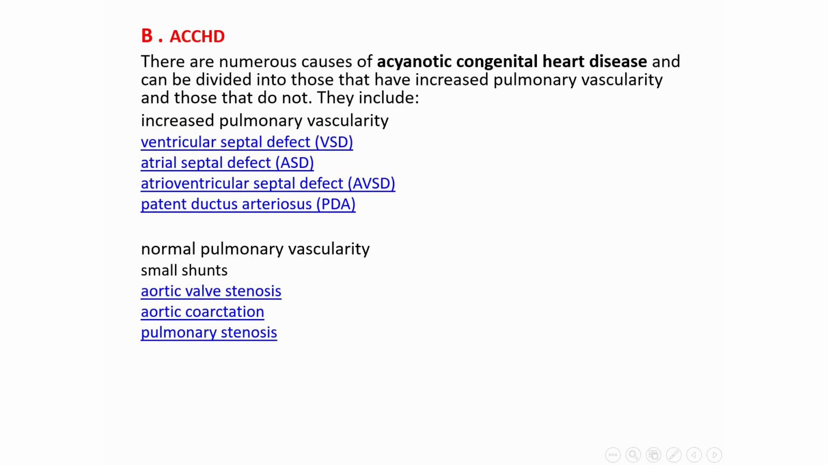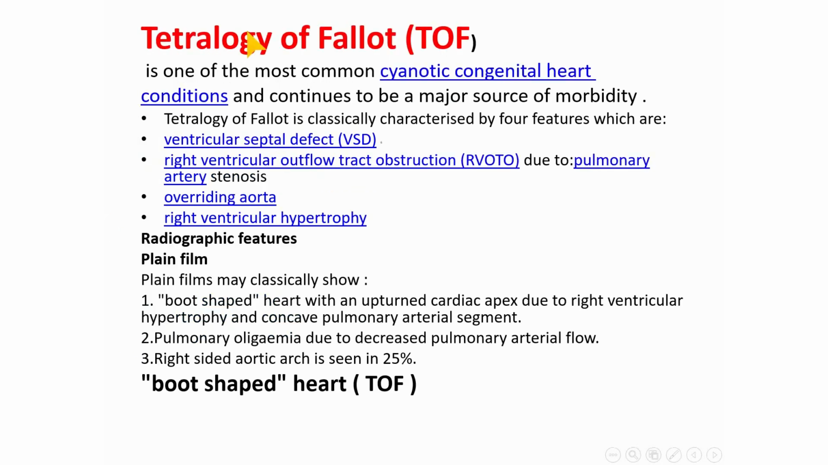Now I'll talk about each one in short notes. Regarding tetralogy of Fallot, it's the most common cyanotic congenital heart disease that causes decreased vascularity of the lung. We have the VSD. We have right ventricular outflow obstruction due to pulmonary stenosis, pulmonary artery stenosis. We have overriding aorta and right ventricular hypertrophy.